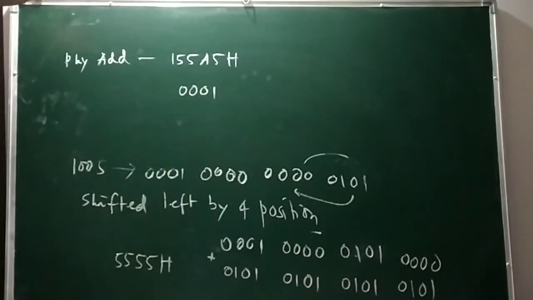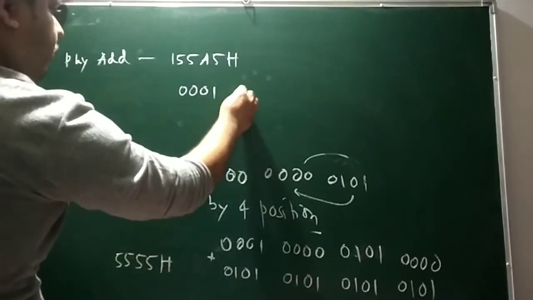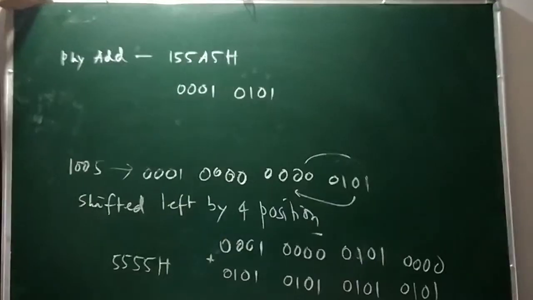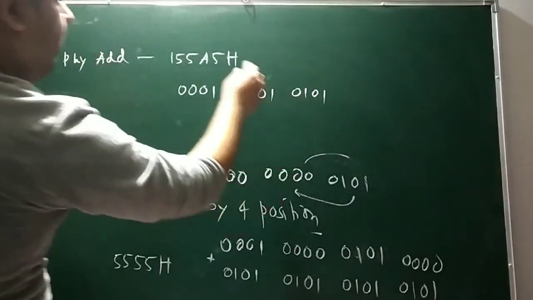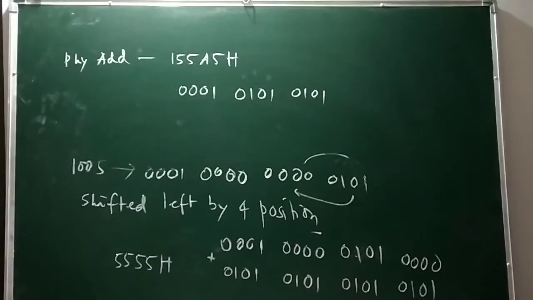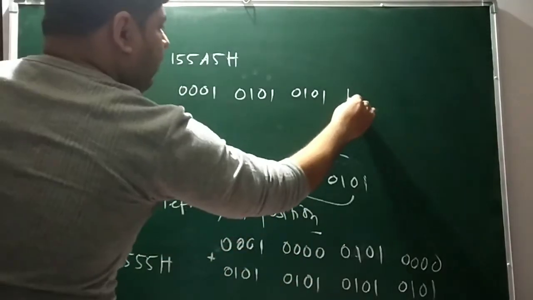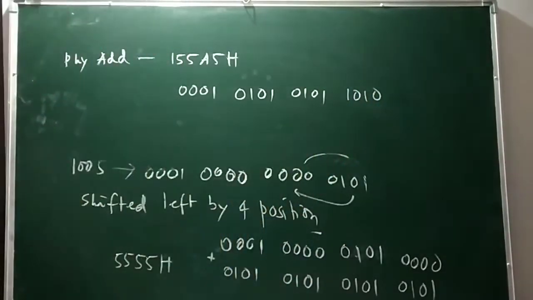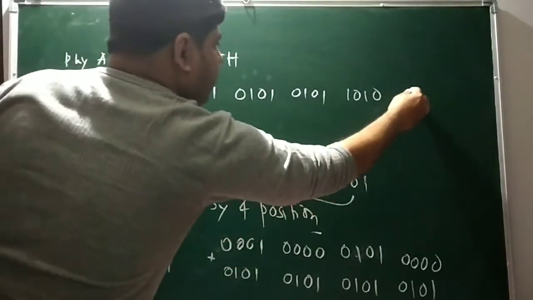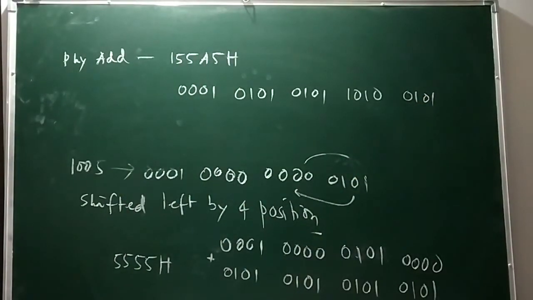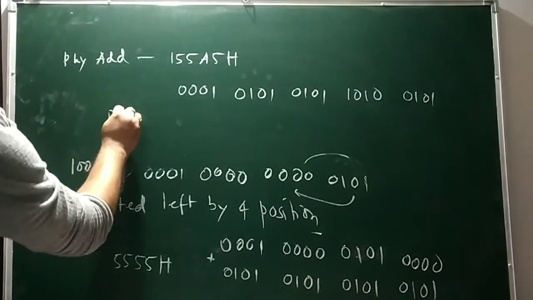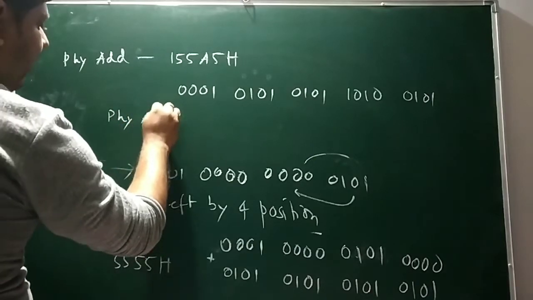0001, it is 1, 0101, it will be 5, again 0101, it will be 5, A means 1010, fine, then again 5, so 0101. Fine.